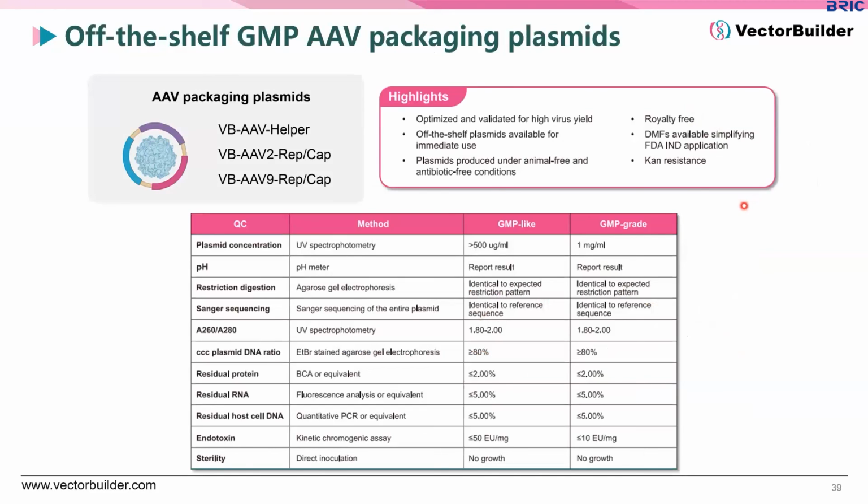But of course, aside from GMP manufacturing of the AAV vector itself, we understand that there are customers who want to do GMP manufacturing of the virus themselves. However, they could have trouble sourcing a GMP-grade plasmid vector for their virus packaging. So that's why we also pushed out this new service. This was launched this year. We provide GMP-like and GMP-grade AAV packaging plasmid along with our lentivirus packaging plasmid, so that they are available immediately. They are off the shelf. They are kanamycin resistant, so no worry about regulatory concerns over ampicillin. They are also royalty-free, and we are also preparing a DMF that will ultimately simplify, for example, the FDA IND application.